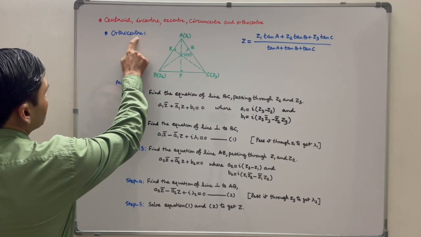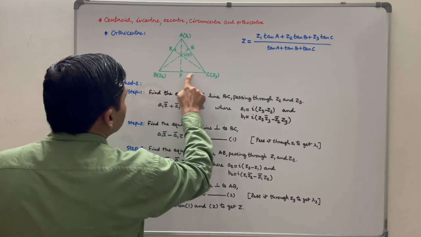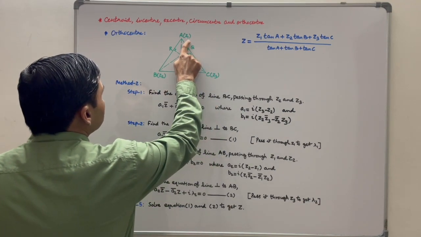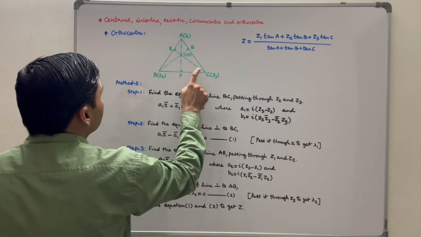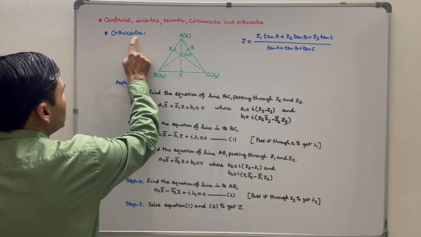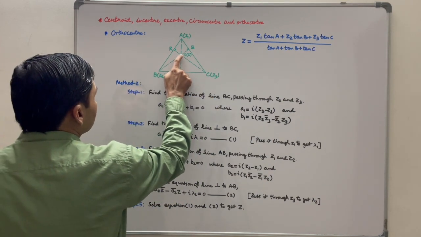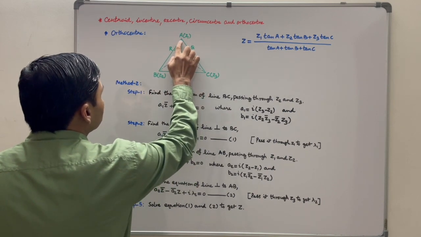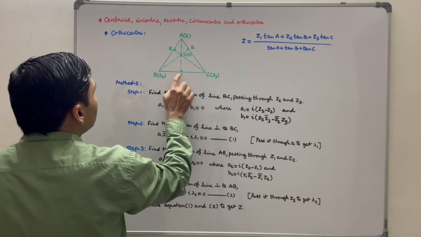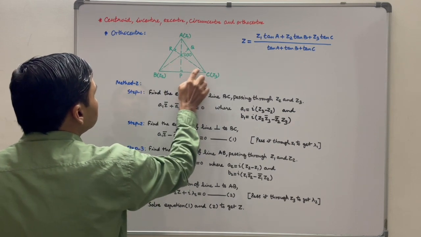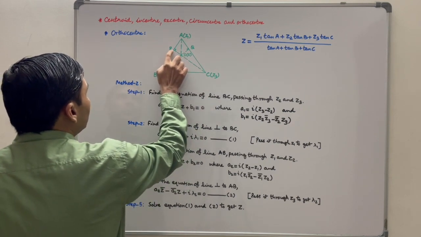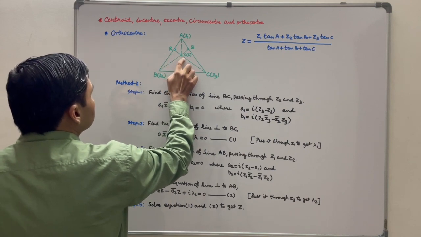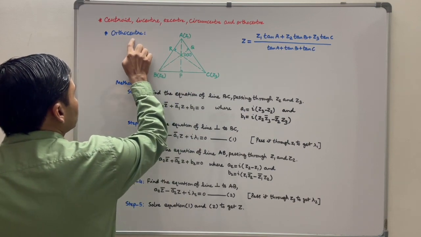Last one is orthocenter. Suppose ABC is a triangle whose vertices are represented by complex numbers Z1, Z2 and Z3. Orthocenter is the point of intersection of perpendiculars drawn on the sides from opposite vertices. In this figure, AP, BQ and CR are the perpendiculars drawn on the sides from opposite vertices. Their point of intersection is called the orthocenter.